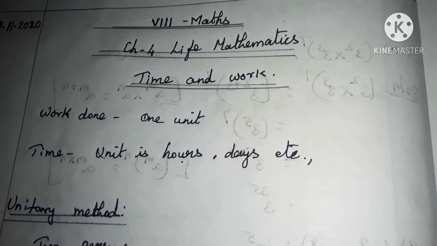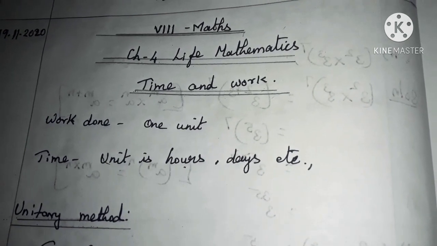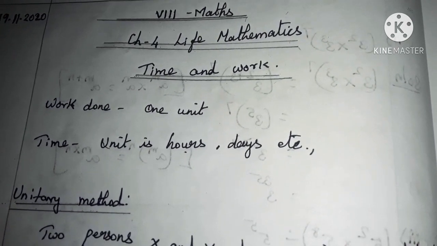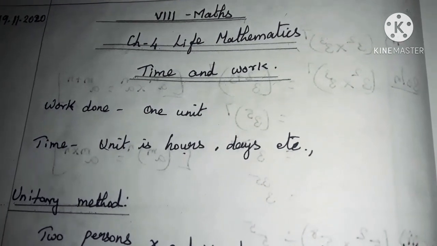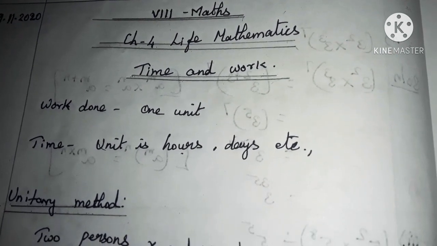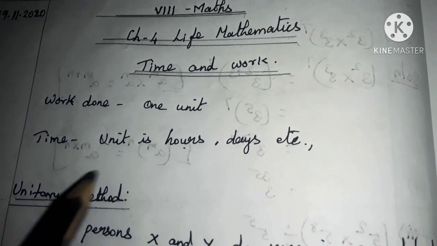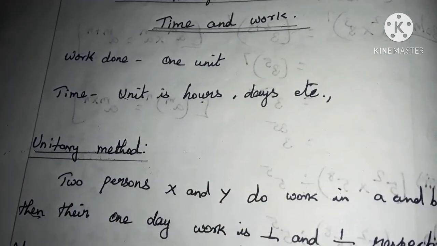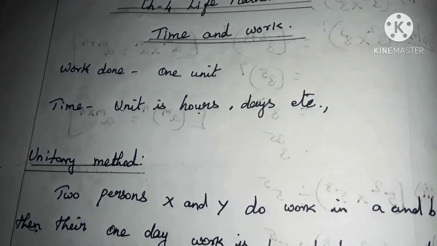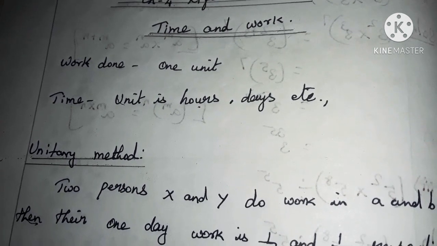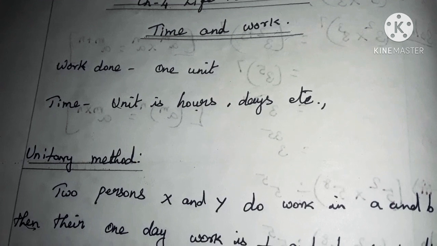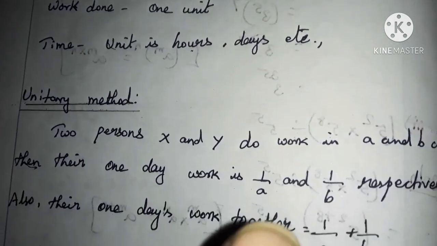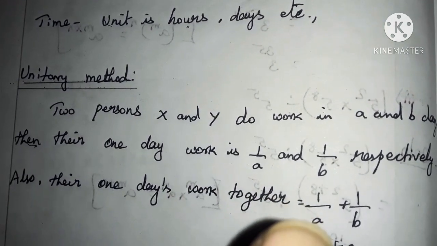Work can be done in any form, like constructions, filling or emptying the tank, or even eating a certain amount of food. Time is measured in hours, days, etc. Certain assumptions are made: that the work done is uniform, and in the case of group work, each person shares the same work time in completing their work.